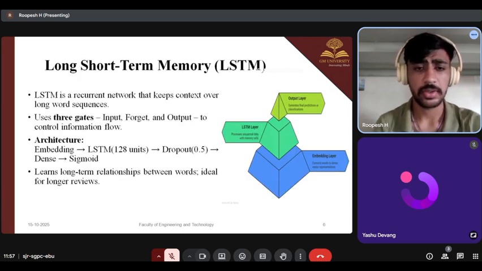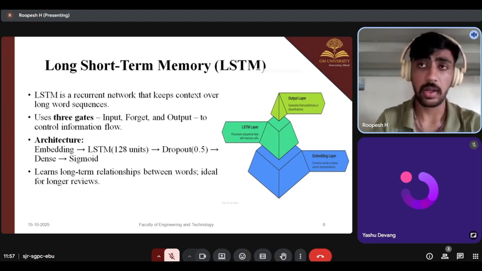This is LSTM. The second model which I have implemented is LSTM, which is long short-term memory. LSTMs are a type of recurrent neural network that can remember information over long sequences. Unlike CNNs that look at short phrases, LSTM understands the full context of a sentence. For example, they can catch the meaning difference between not bad at all and bad. These two are very different. One is saying that it is not bad, and one is saying it is bad.